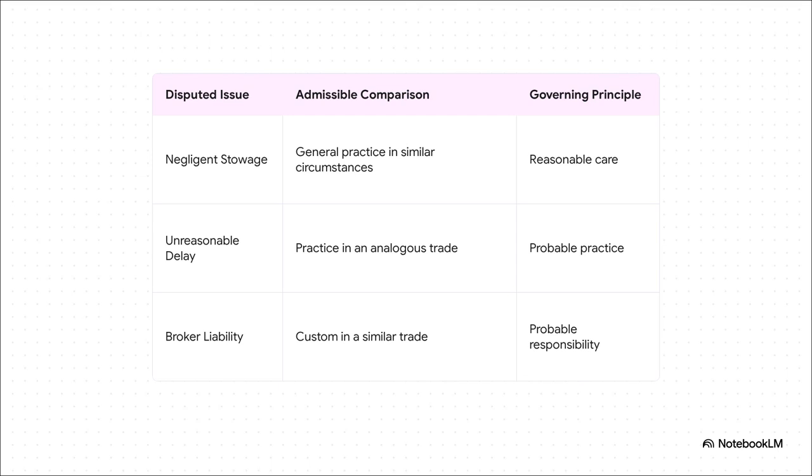You can't just stand up and assert that someone was negligent. You have to show it by bringing in evidence of a general practice. For example, if you're arguing about negligent cargo stowage, you'd show evidence of how it's normally done. If you claim a trade delay was unreasonable, you can show the common practice in a similar trade. You're using an external benchmark to judge the conduct in your case.